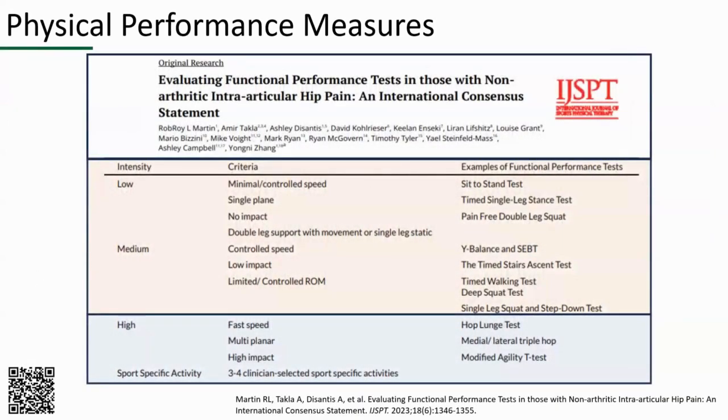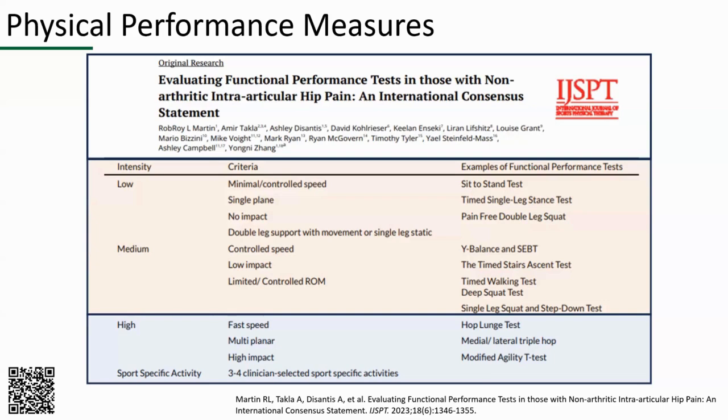Again, these tests in this particular consensus paper considered intensity, the criteria involved for the test, what you are looking at, what you need to consider, and then an example of each test. So we see low intensity, medium, high, and sport specific, or often clinician and patient selected, and you can see the criteria. A number of the tests that we just discussed are included here, but we added additional tests so that you have a greater amount of options available.